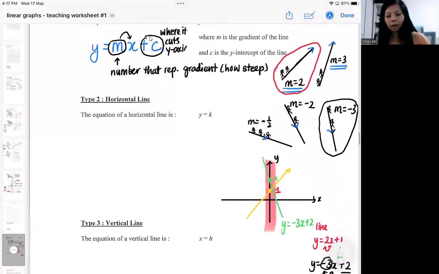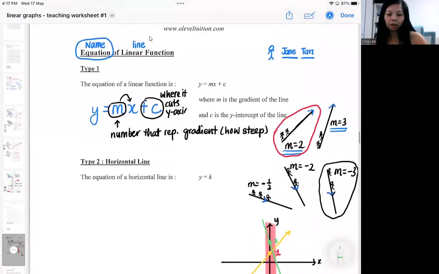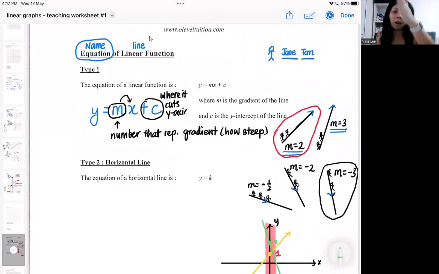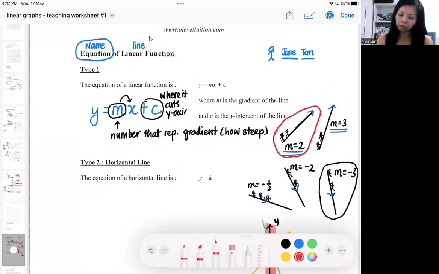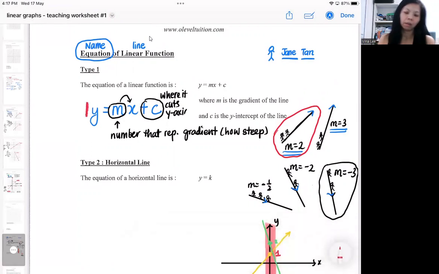So in a way, the number beside x tells you how it will be flying. Will it be flying up or will it be flying down? If it's a positive number beside x, then it will be flying up. If it's a negative number beside x, then it will be flying down. It will always be something like y equal to something x plus c. The structure of the name is a fixed format. It's like your name is a fixed format.